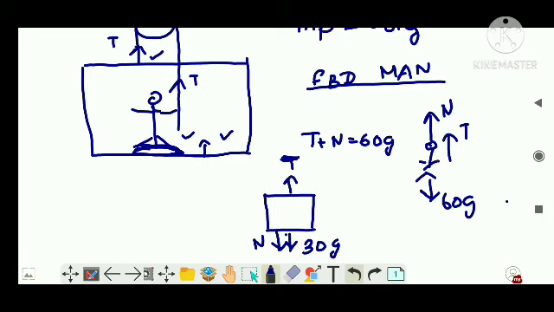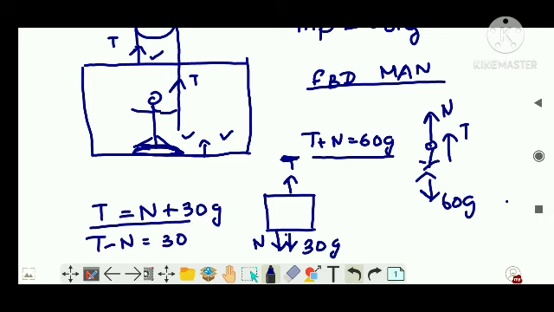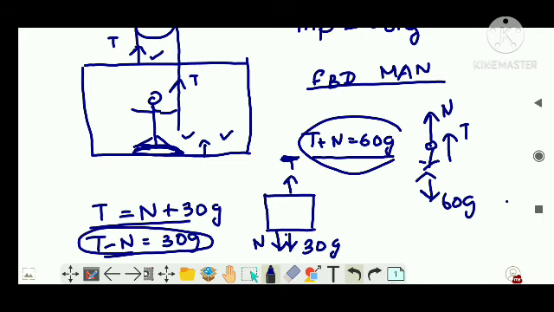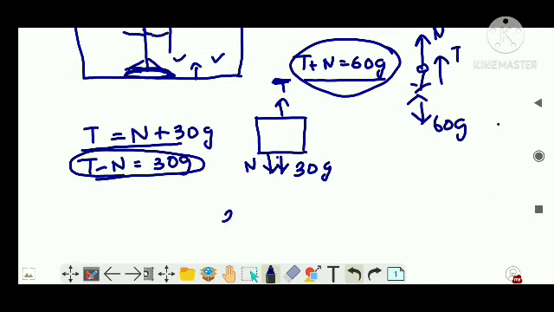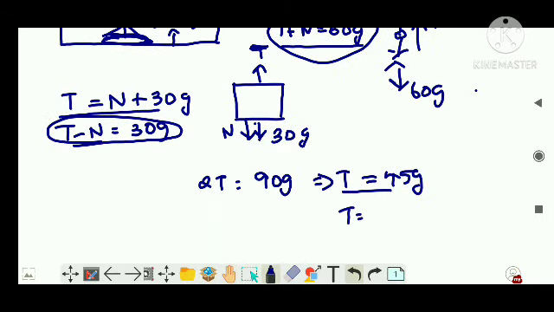So here I can write which equation. There is one equation for the man, and in the case of the lift I can write T is equal to N plus 30g. Clear? So you have two equations. I can even make this T minus N is equal to 30g. So you have two equations, T plus N and T minus N. Just add them. You will get 2T is equal to 90g, or T is equal to 45g. If you put g as 10, tension will be 450 Newton. That is the tension on the string where the person is pulling.